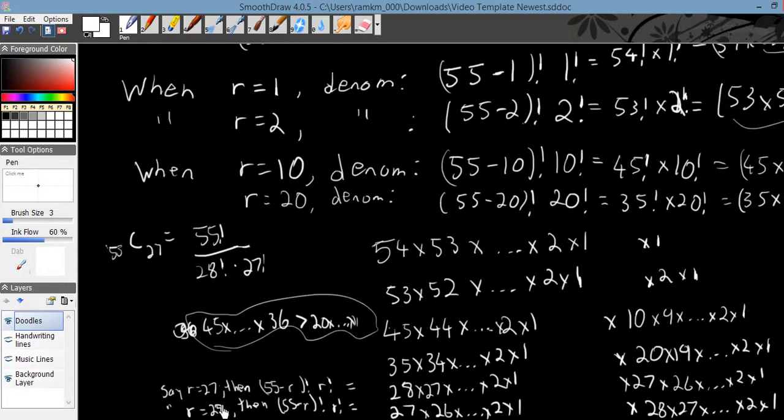What about if r equals 28? Well, again, we'll be having 55 minus 28 factorial. Well, that's just 27 factorial, right? That's the 55 minus r part. And the r part is just going to be 28 factorial. But these two products are really the same thing, right? This is 28 factorial times 27 factorial. This is 27 factorial times 28 factorial. These are the same thing. So it looks like at this point, when we hit r equals 28, we're kind of repeating ourselves.